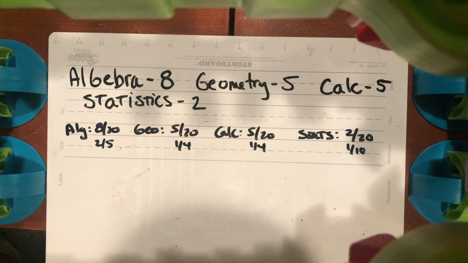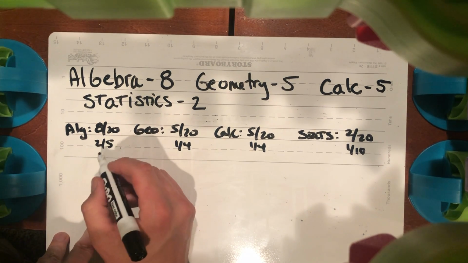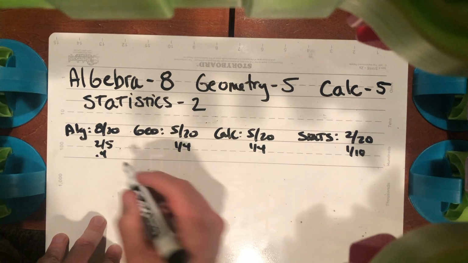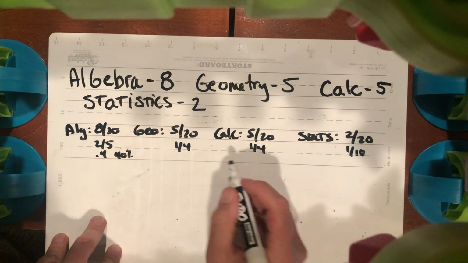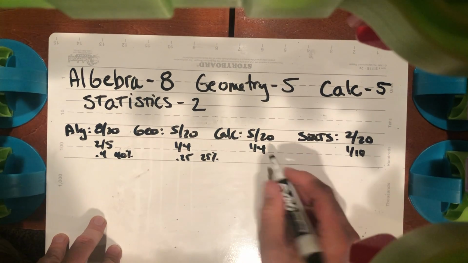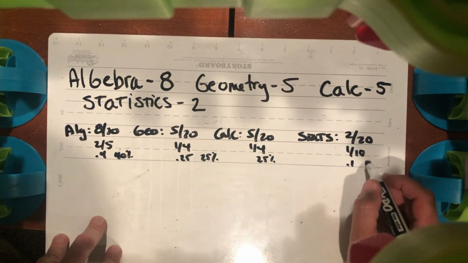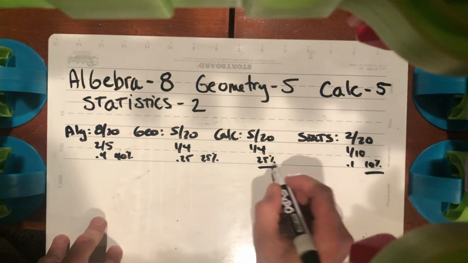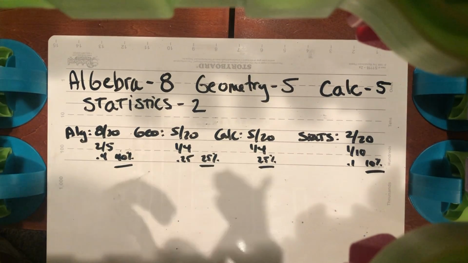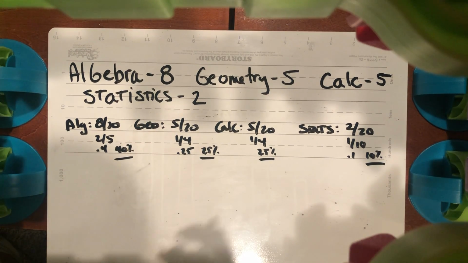From here, our third step is to turn each of these fractions into a percentage. So 2/5 is 0.4 or 40%. 1/4 is 0.25 or 25%. Same for this one. And 1/10 is 0.1 or 10%. So those are the percentages of the circle that each one of these categories should represent.